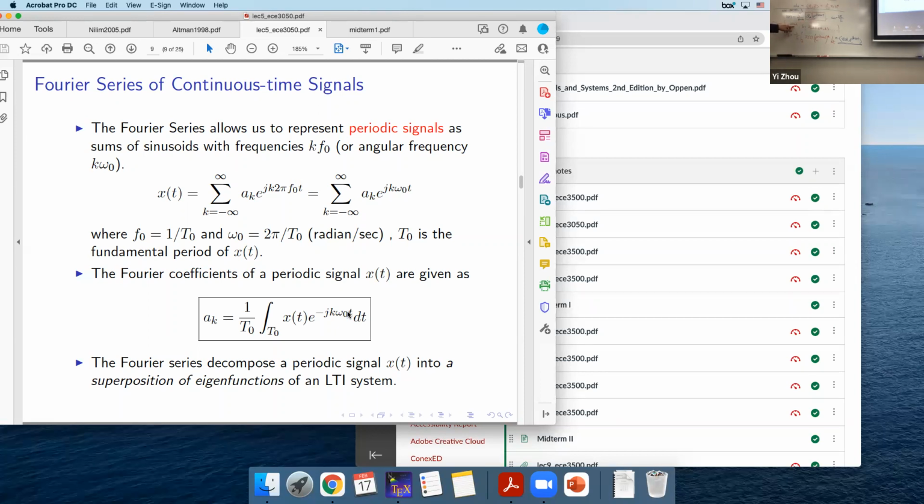And this collection of complex exponential bases is indexed by k omega naught. So omega naught is the base frequency, and k is any integer. So we are essentially decomposing the signal onto many different frequencies. That's why we introduced the concept of frequency. It essentially means these parameters associated with your basis signals. So each basis signal is a sinusoidal signal, and the frequency is exactly k times omega naught, the radian frequency.